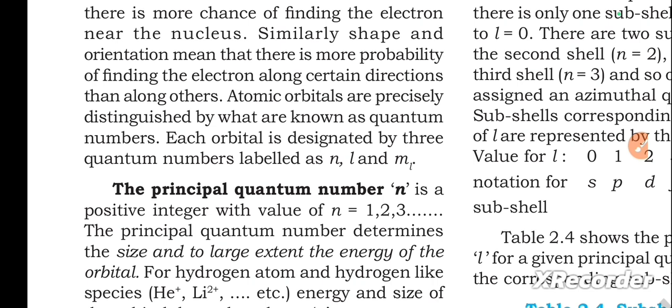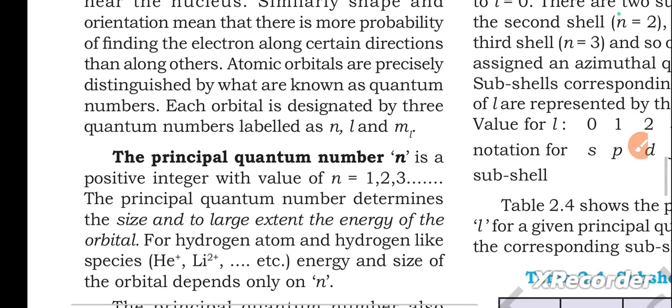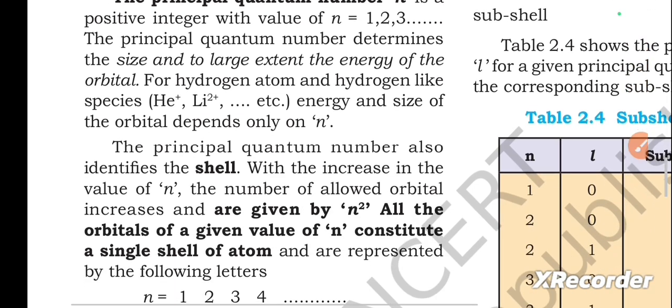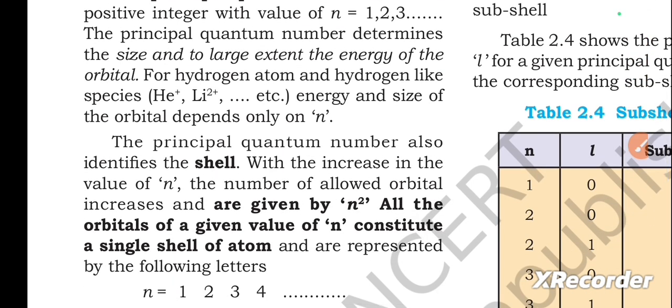Atomic orbitals are precisely distinguished by what are known as quantum numbers. Each orbital is designated by three quantum numbers labeled as n, l, and m_l. The principal quantum number n is a positive integer with value of n equals 1, 2, 3, and so on. The principal quantum number determines the size and, to a large extent, the energy of the orbital. For the hydrogen atom and hydrogen-like species, energy and size of the orbital depend only on n.